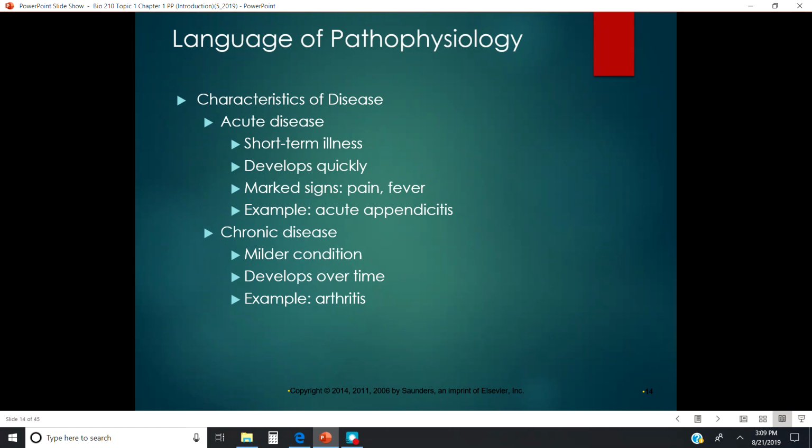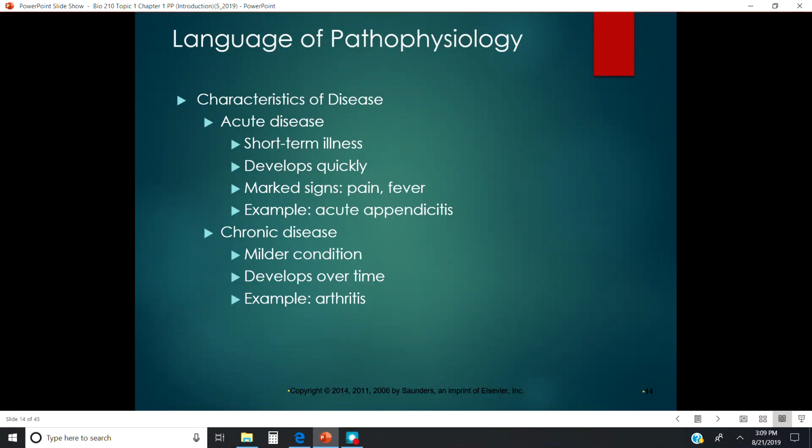A great example of this would be an acute appendicitis, right? So, the patient today could be feeling good, but all of a sudden tomorrow they'll have like severe right lower quadrant pain. They'll have a high fever, right? There'll be nausea and vomiting and that type of thing. It's just like, boom, there it was.